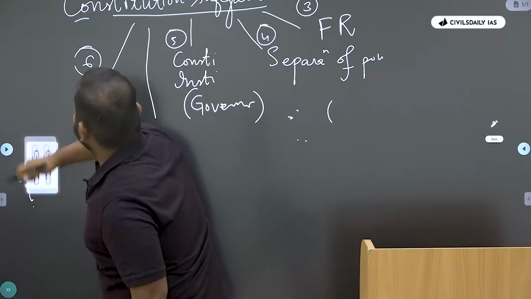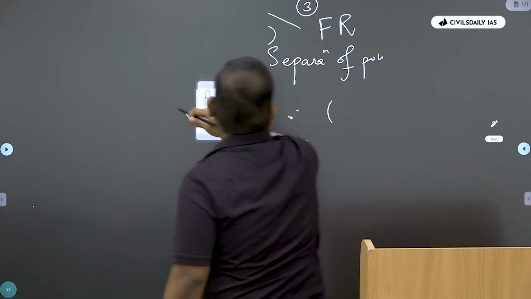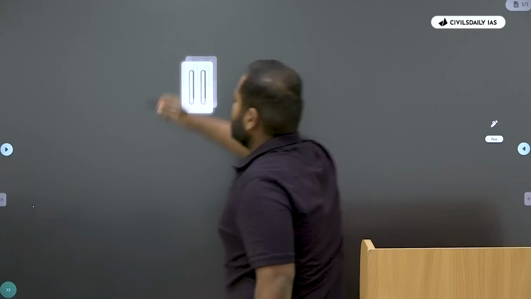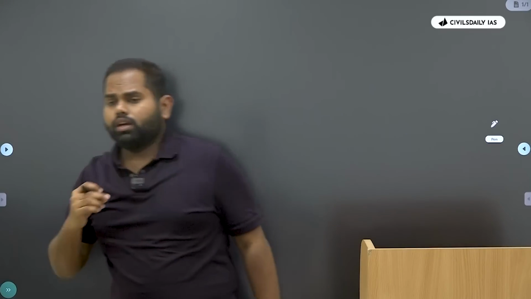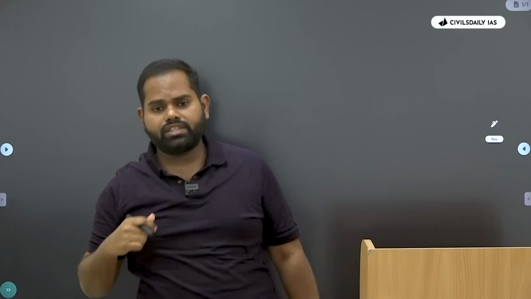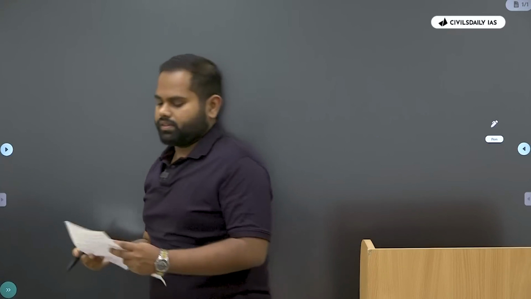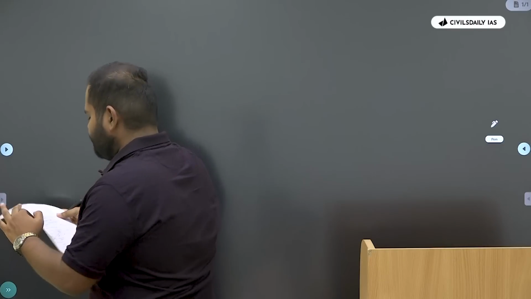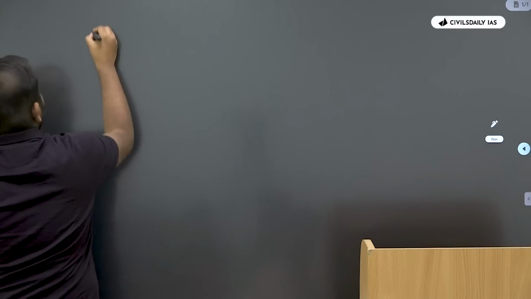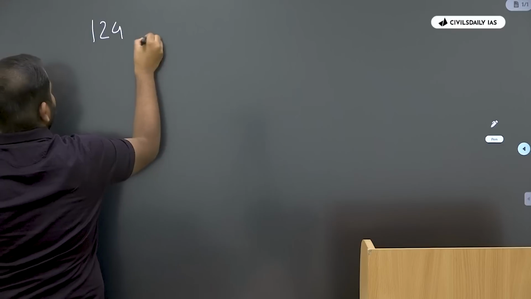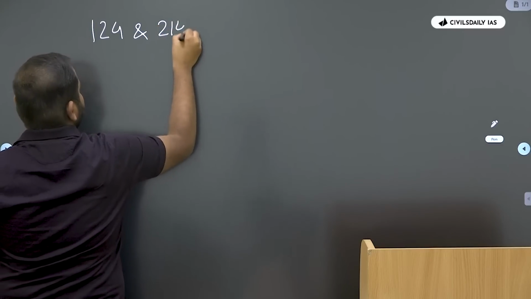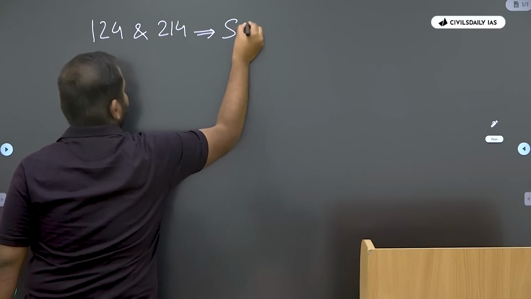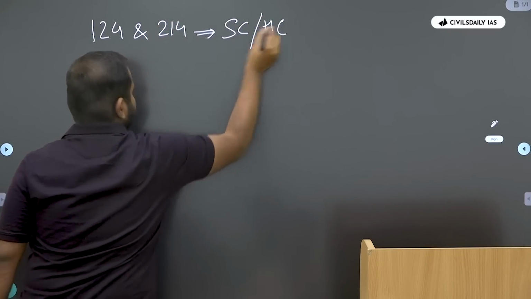Before that, I would want you guys to be thorough with a few articles for the Indian judiciary, which you can quote at multiple places. But it's important to keep them in one place. We have first, Article 124 and 214. This establishes the Supreme Court and High Court respectively.